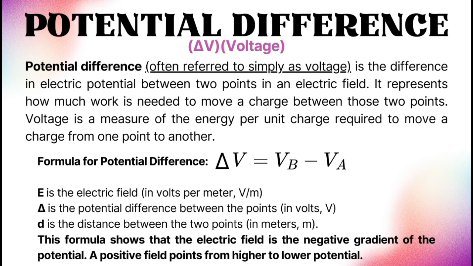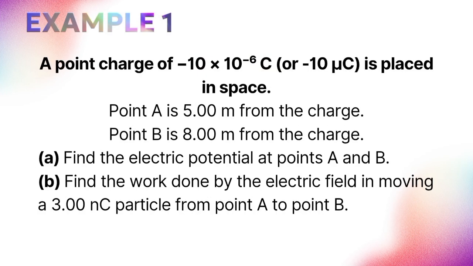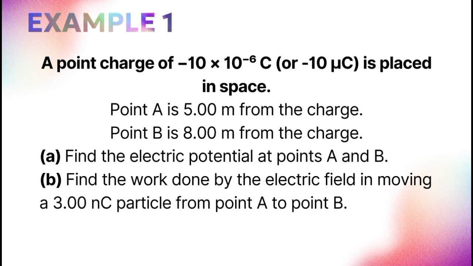So this is the formula for potential difference. E is the electric field in volts per meter, the triangle is the potential difference between the points, and d is the distance between the 2 points in meters. Example number 1. Point A is 5 meters from the charge and point B is 8 meters from the charge. A point charge of negative 10 times 10 to the negative 6 coulomb, or negative 10 microcoulomb, is placed in space. Find the electric potential at points A and B and find the work done by the electric field in moving a 3 nanocoulomb particle from point A to point B.